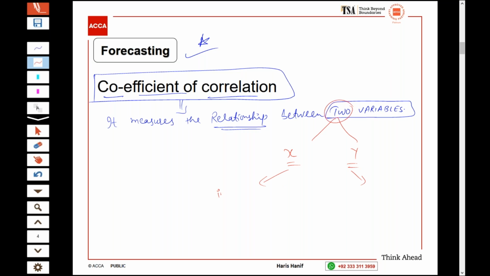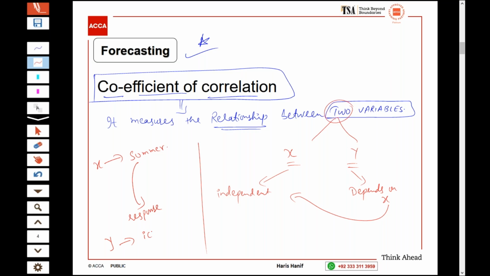What is x? X is something which is independent, and y is something which depends on x. For example, x is my summer season. When the weather is hot, then in response, y is ice cream sales. Obviously, when the weather is hot, the ice cream sales will increase, na? So x is the independent variable, y depends on x.